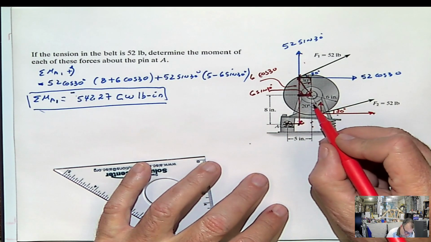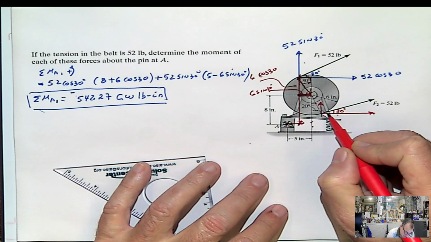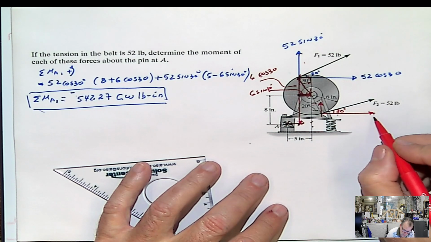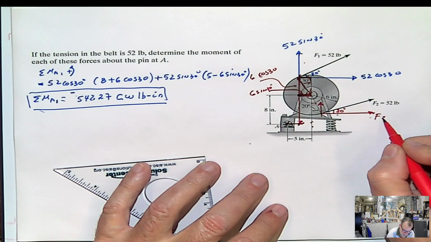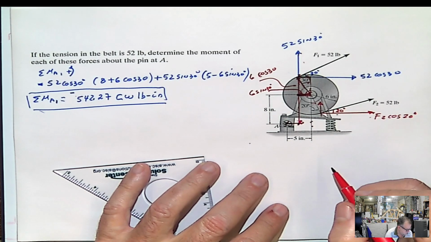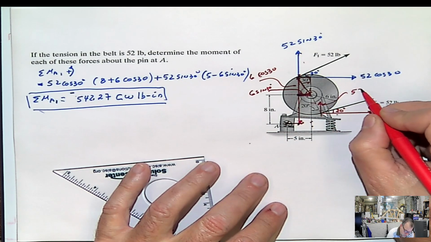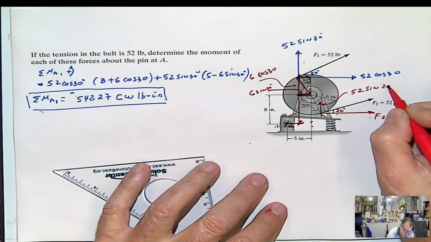This is 20, this is 20, then this one here will be 80, and this has to be 70, I'm sorry, 70, and this will be 20 again. So this force will be F2 cosine 20 degrees. And this force, hence, will be F2 sine 20 degrees.